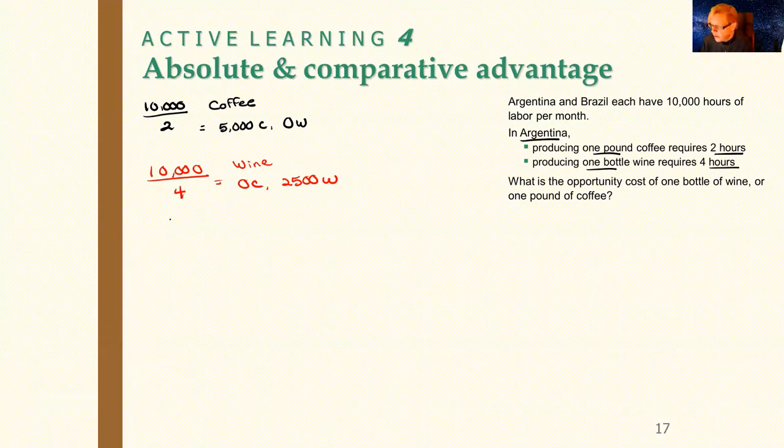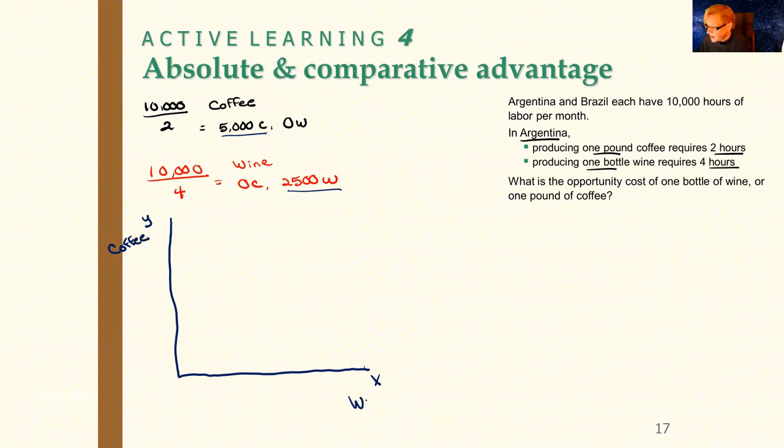This particular problem did not ask me to graph it, but some students like to graph it. So I'm going to go ahead and put in a graph. You can tell I use pre-drawn ones. This will be X and this will be Y. How do I know what goes on the y-axis? Let's take a look. I've got 5,000 coffee. I have 2,500 wine. Because coffee is the highest number, coffee is going to go on the y-axis, and by default, wine is going to go on the x-axis.